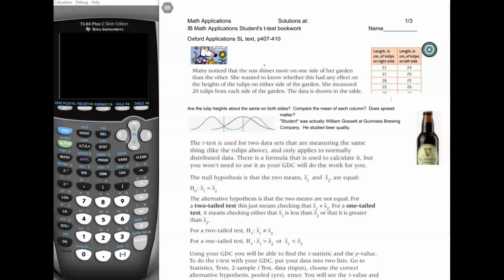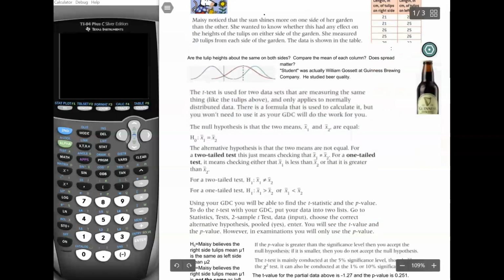Okay? And then for a one-tailed test, you're looking to see if one of the populations is bigger or smaller than the other. That's the alternative hypothesis. The opposite direction you are not allowing for. Okay? All right.